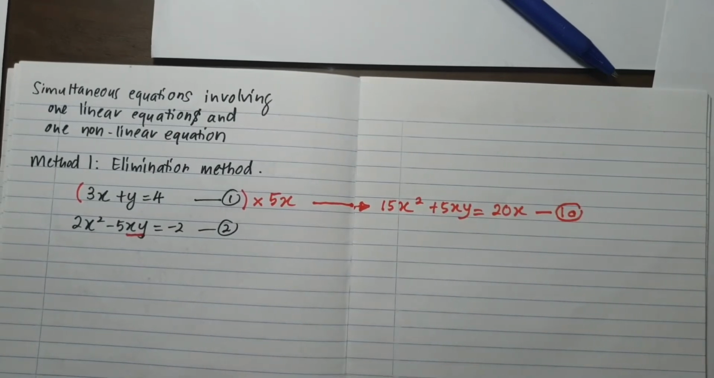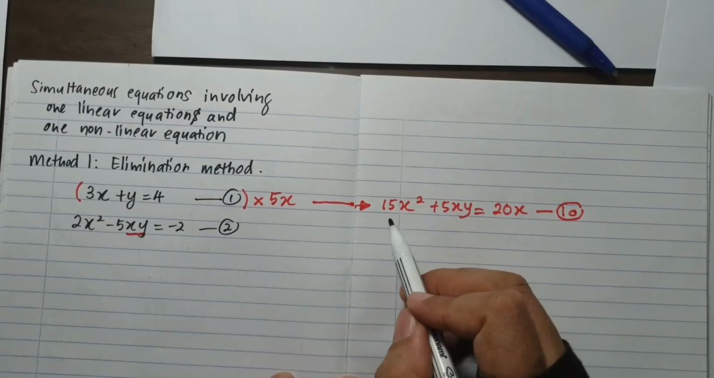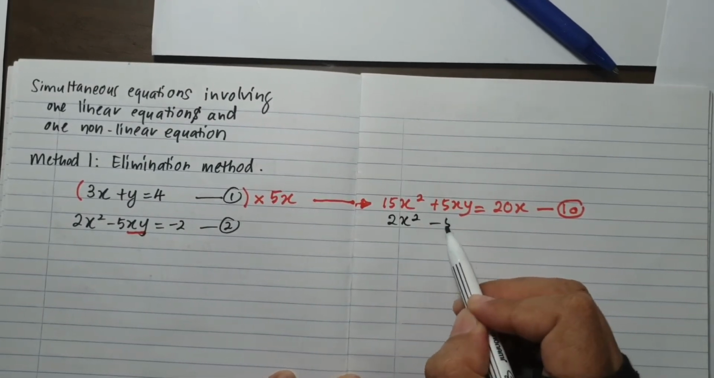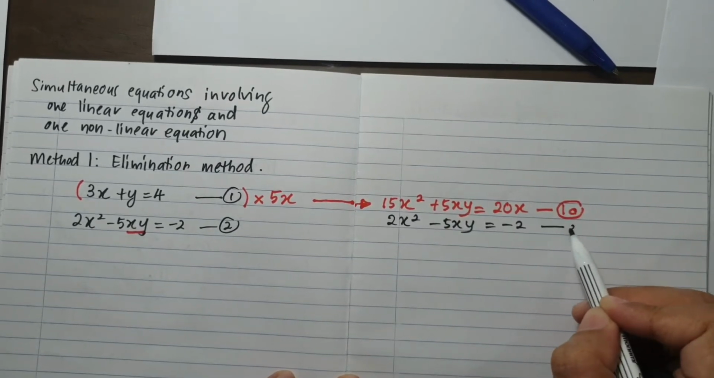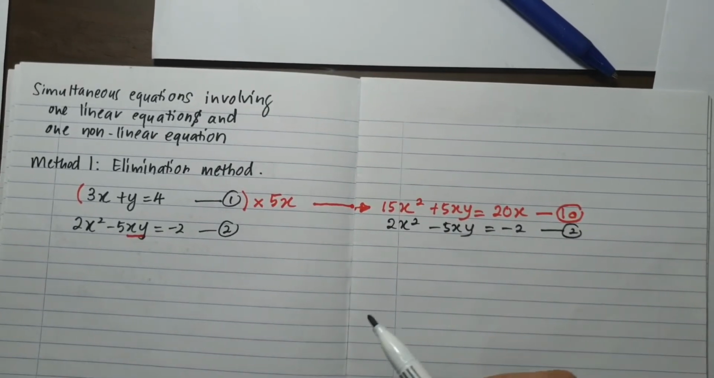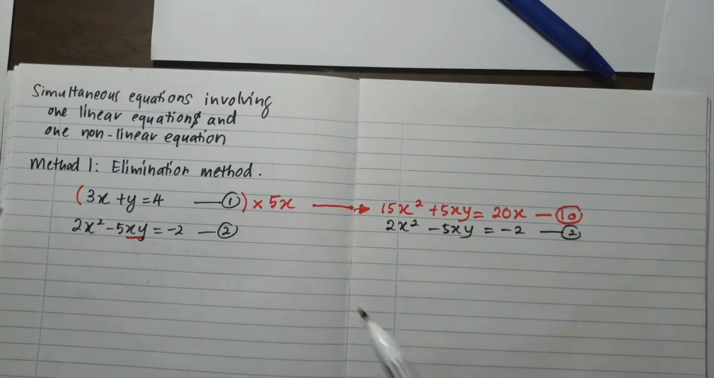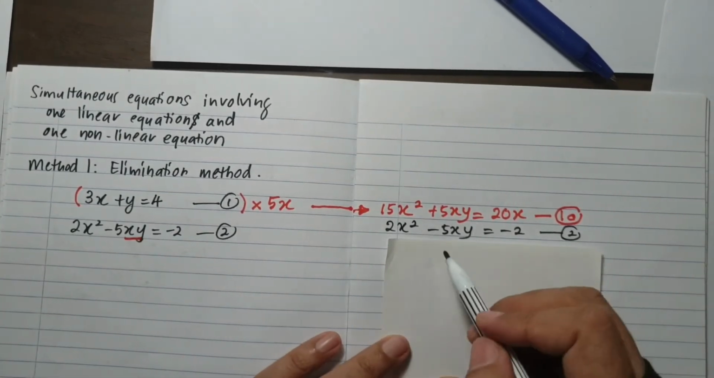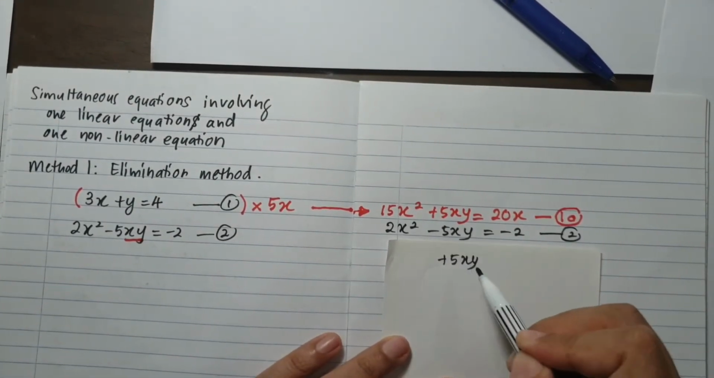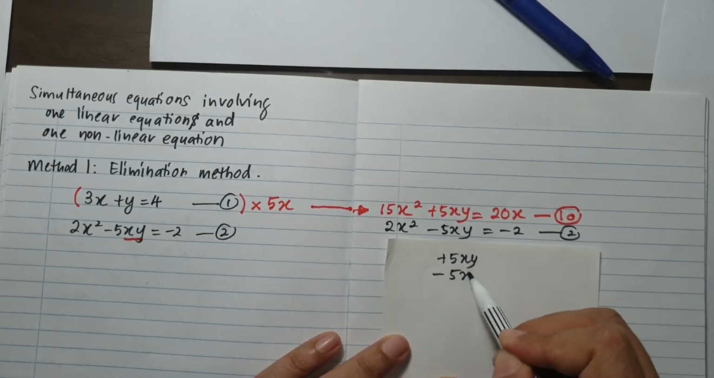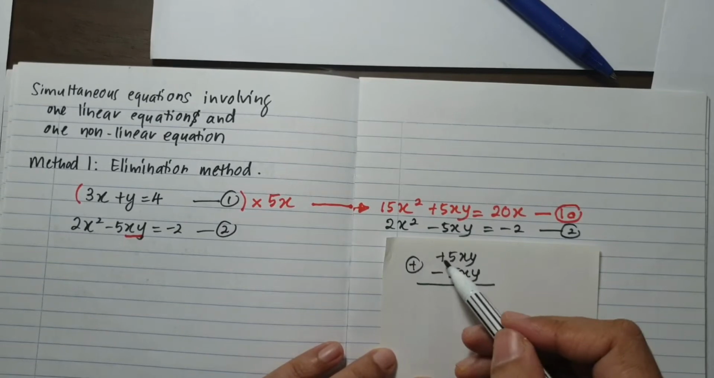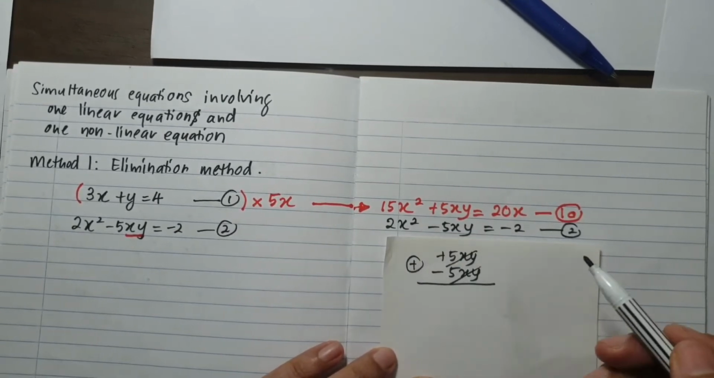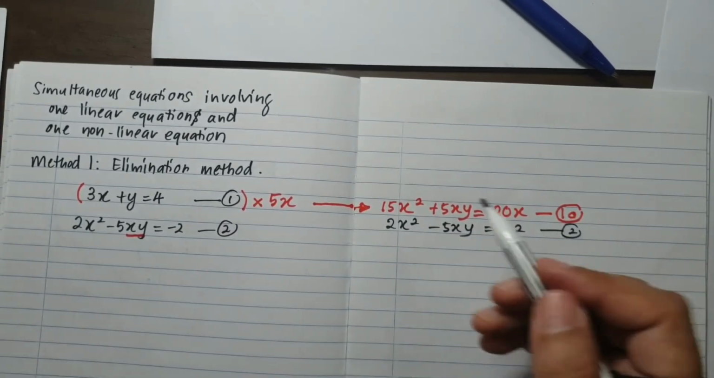Next, your second equation is 2x squared minus 5xy equals negative 2. You can see right now the xy term, you have positive 5xy and negative 5xy. So here you can use plus, because when you use plus, you can cancel this already. So let's plus both.